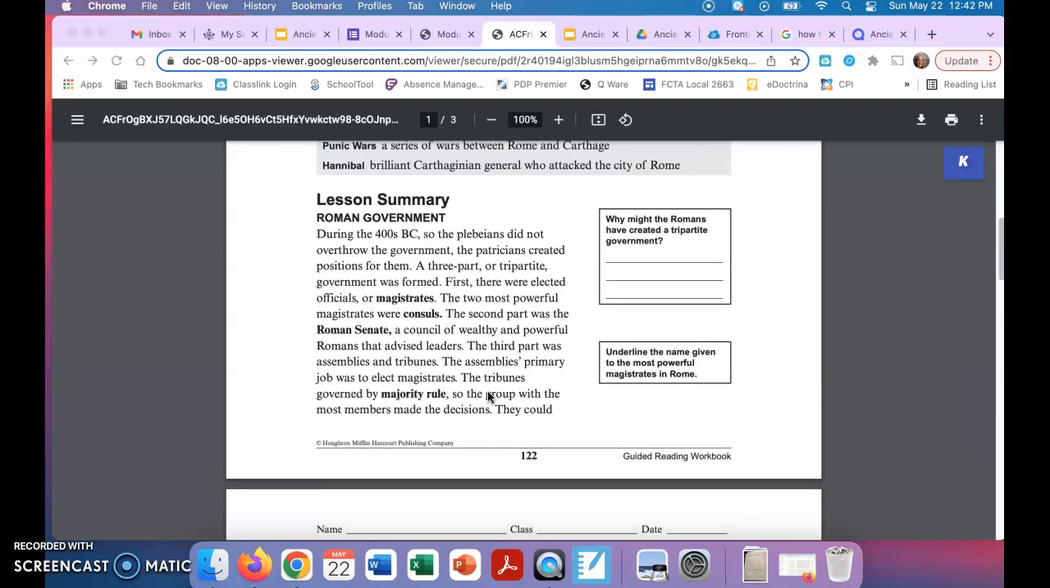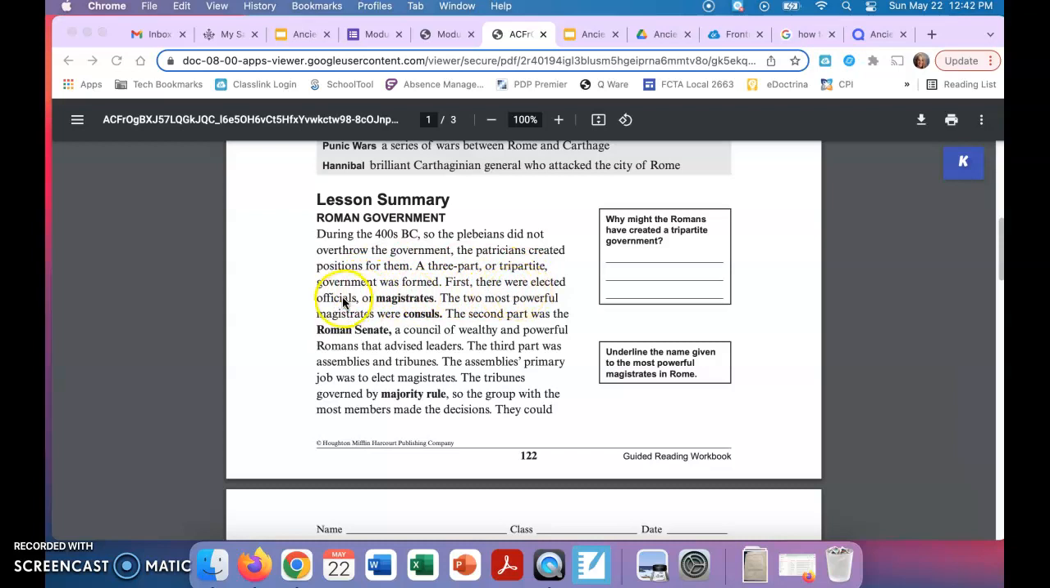Okay, so here we go, our lesson summary. The first question that you're going to answer here on the right is, why might the Romans have created a tripartite government? Tri, meaning a three-part government. Roman government. During the 400s BC, so the plebeians did not overthrow the government, the patricians created positions for them. A three-part or tripartite government was formed.